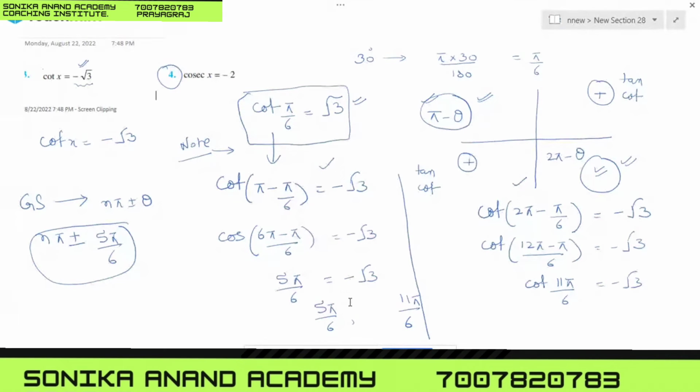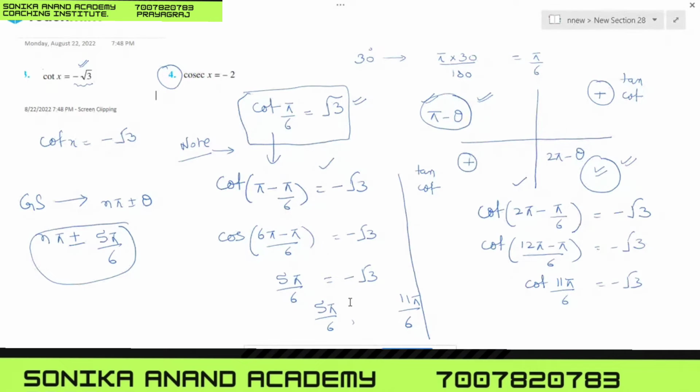Done, Hitika? I want to finish the exercise. Almost, ma'am. What's the value of the angle? Ma'am, 30 degree. Then pi by where? 6. So pi by 6. So then the principal values, what have you found?